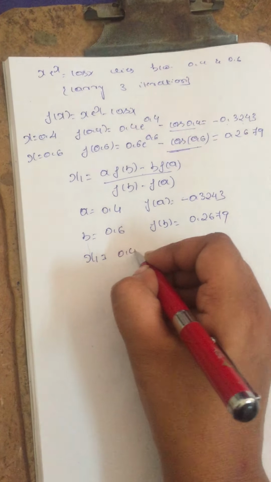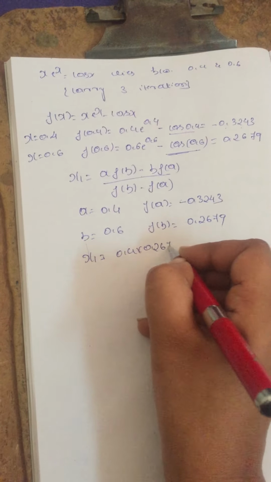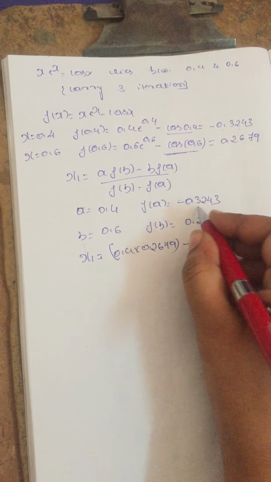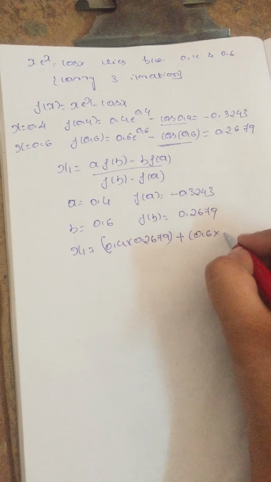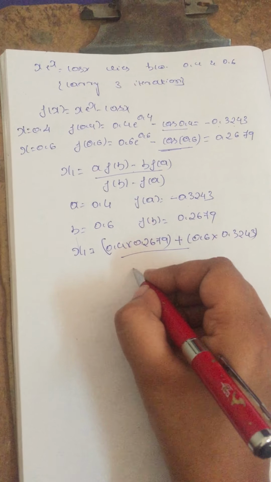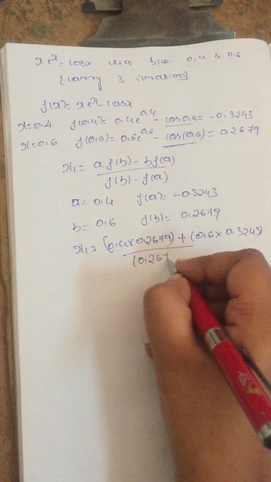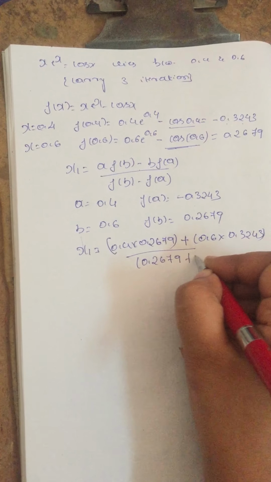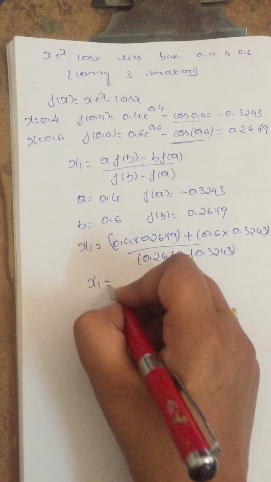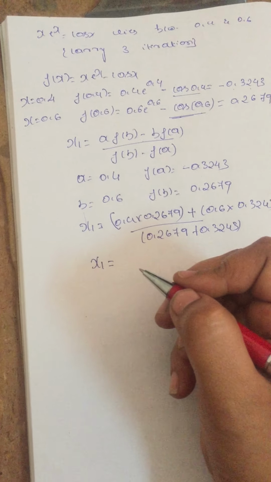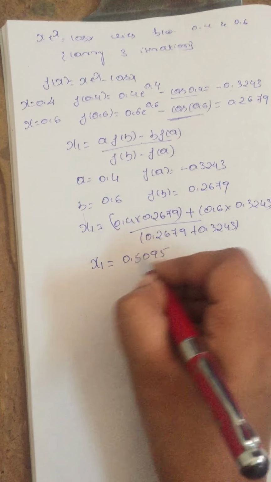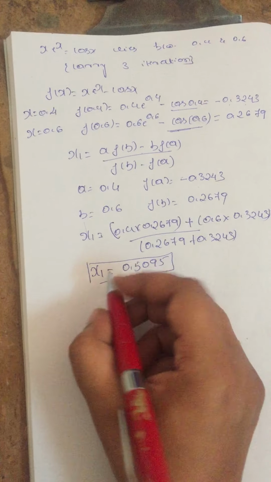x1 means 0.4 into 0.2679 minus b value 0.6 into f of a value minus 0.3243, minus becomes plus, divided by f of b 0.2679 plus f of a 0.3243. Simplify, here we get the x1 value 0.5095. Next we go to the second iterative value.